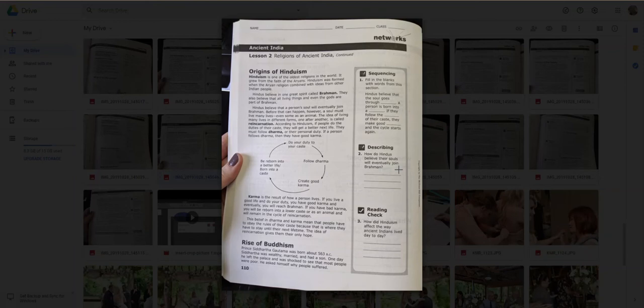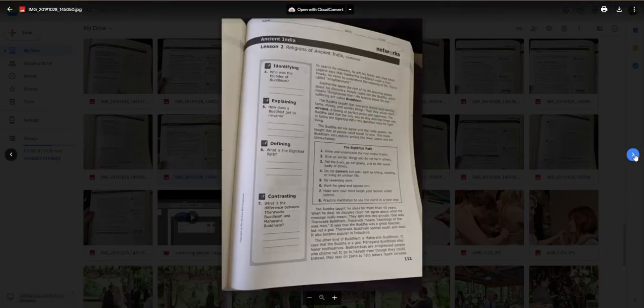Prince Siddhartha Gautama was born about 563 BC. Siddhartha was wealthy, married, and had a son. One day, he left the palace and was shocked to see that most people were poor. He asked himself why people suffered. Next page. To search for answers, he left his family and lived alone. Legend says that Siddhartha meditated under a tree. Finally, he came to understand the meaning of life.